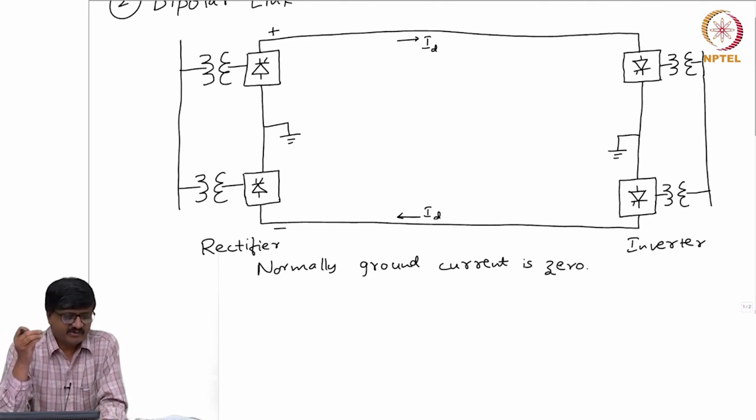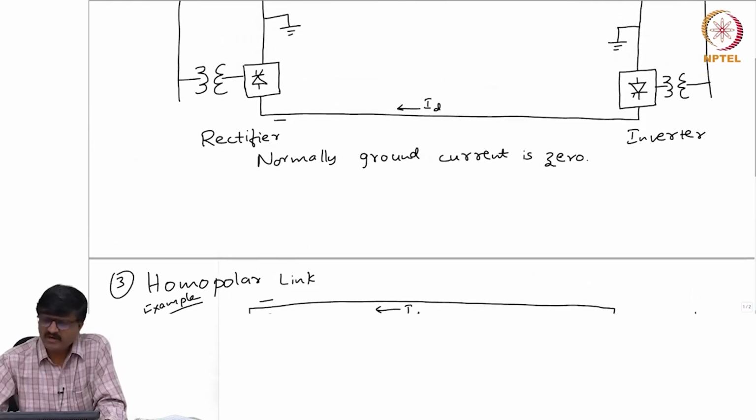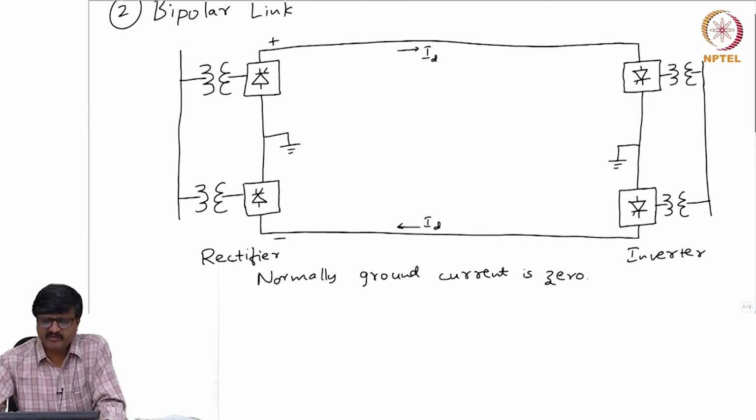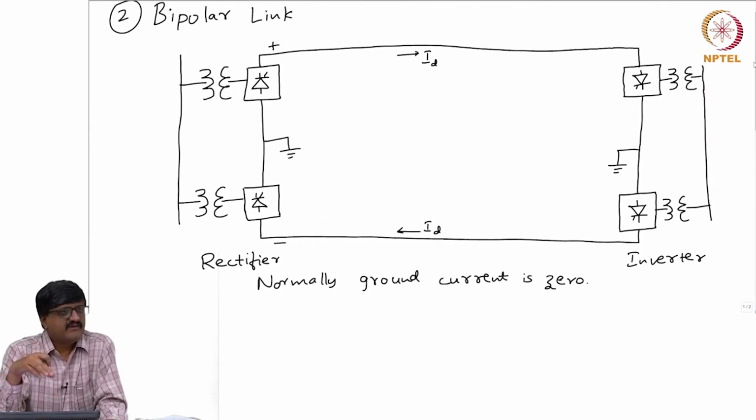So, bipolar is used, but monopolar is something. If you look at monopolar, what is monopolar? If you remove one of the 12 pulse converters on both sides, it becomes monopolar. Okay. Then there should be a ground current.